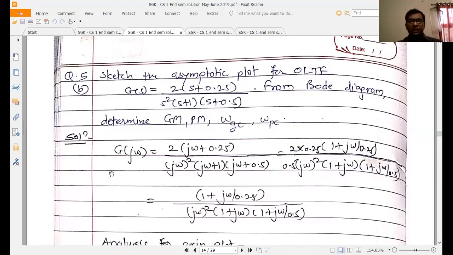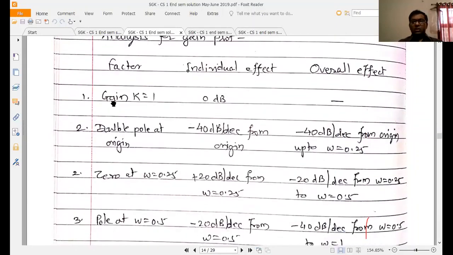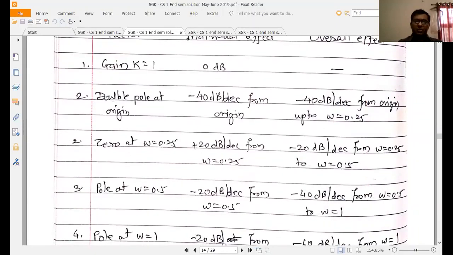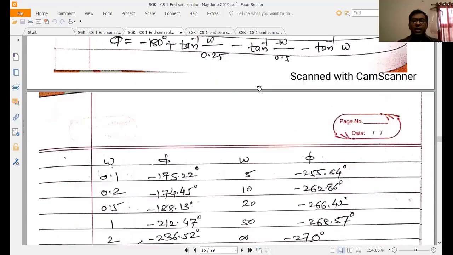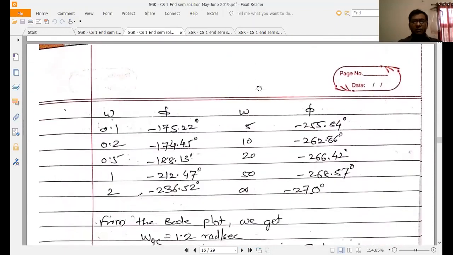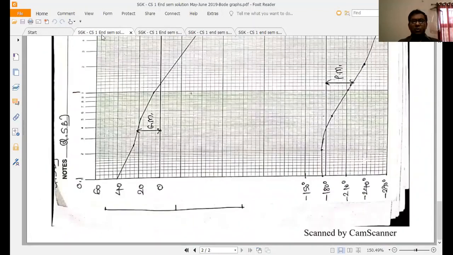problem. Okay, this is the same problem, if you have downloaded yesterday's solutions, that we are just looking at, from May-June 2019, question 5B. Okay, so this is the table that we have to prepare. We have prepared it already. And for phase angles, we again prepare this kind of a table, omega and phi. Okay, and from this table we plot the Bode plot.